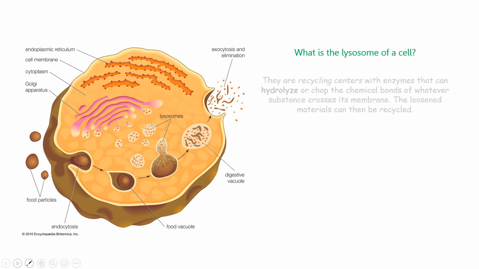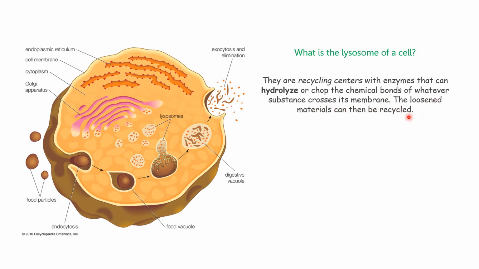Lysosome is known as the suicide bomb of the cell. They are the recycling centers with enzymes that can hydrolyze, which means chop, the chemical bonds of whatever substance crosses its membrane. So the loosened materials can then be recycled. So what does that mean?